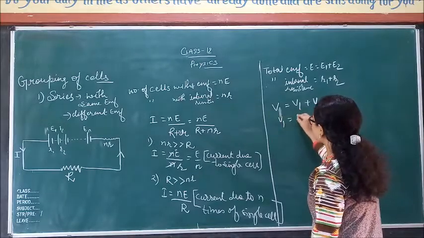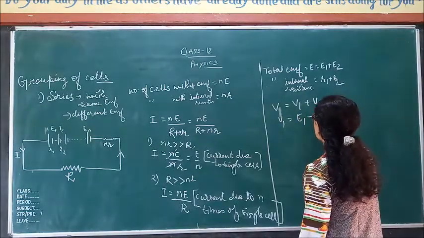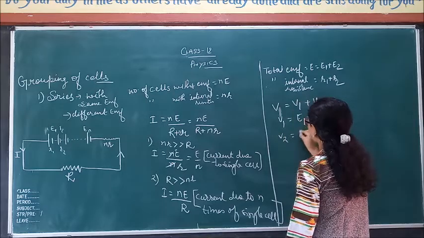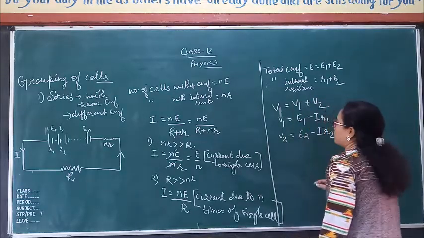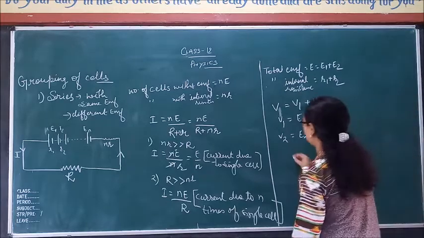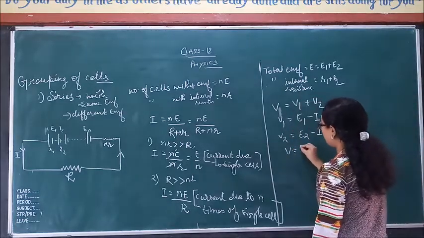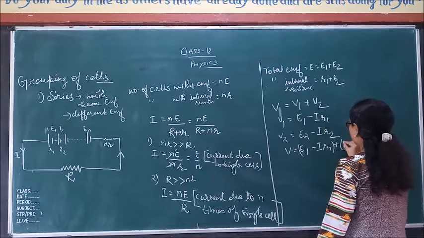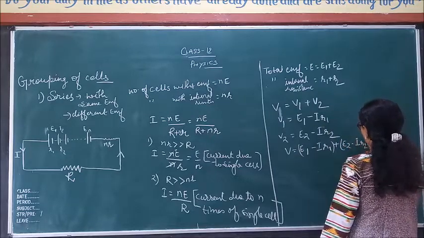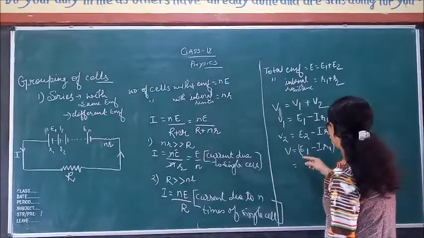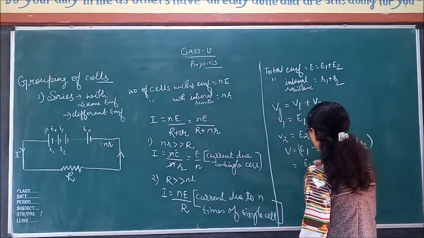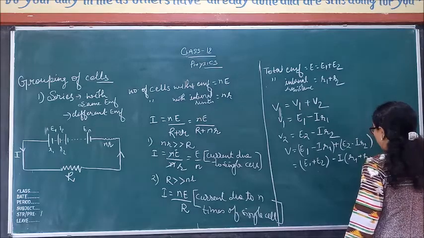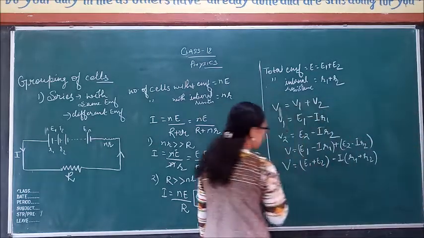The value of V1 is equal to E1 minus IR1. Clear students? V2 is equal to E2 minus IR2. Now V is equal to, it is very easy, E1 minus IR1 plus E2 minus IR2. Now we will do arrangement. So that is E1 plus E2, minus I times R1 plus R2. Clear students? This is the value of V.